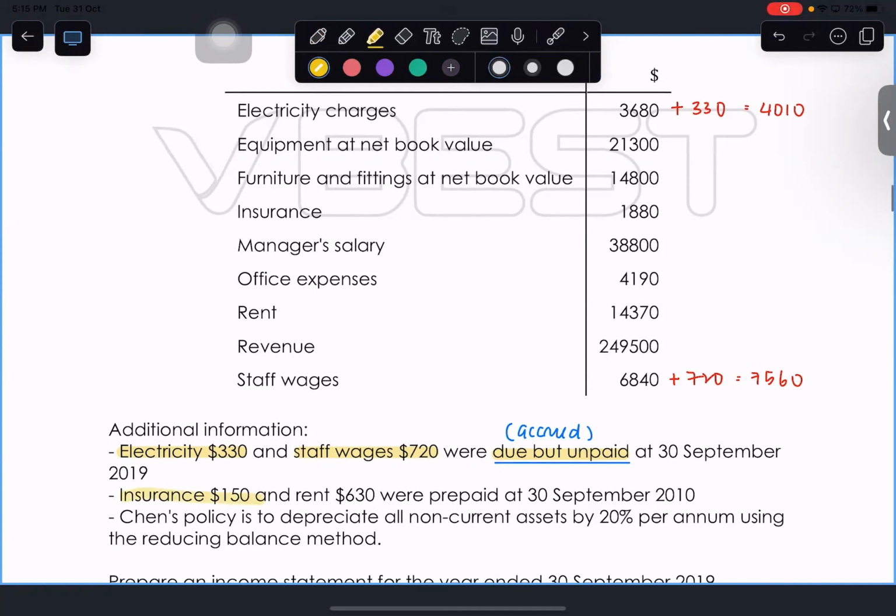And then insurance 150 and the rent 630 prepaid. So if you see prepaid, then we minus.